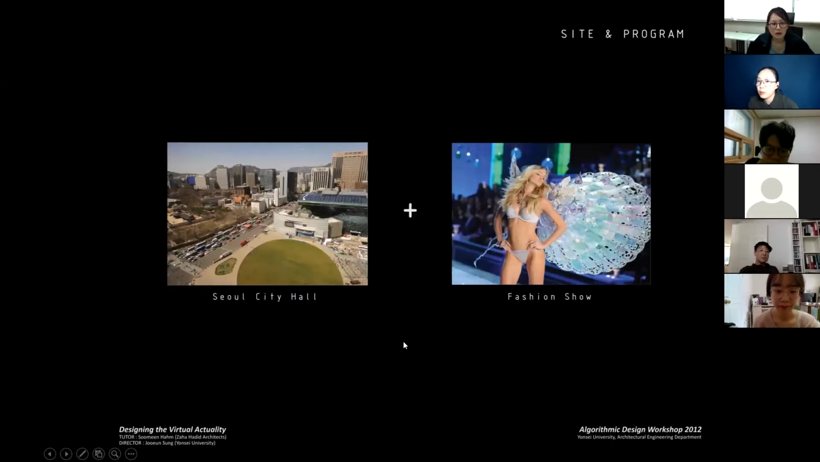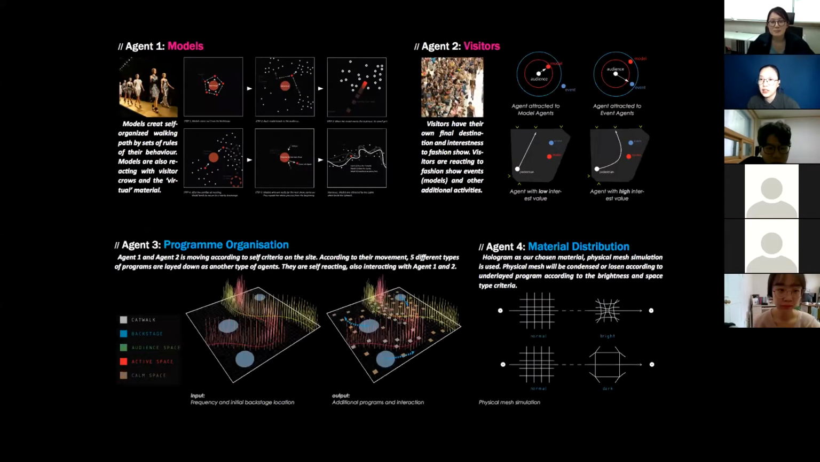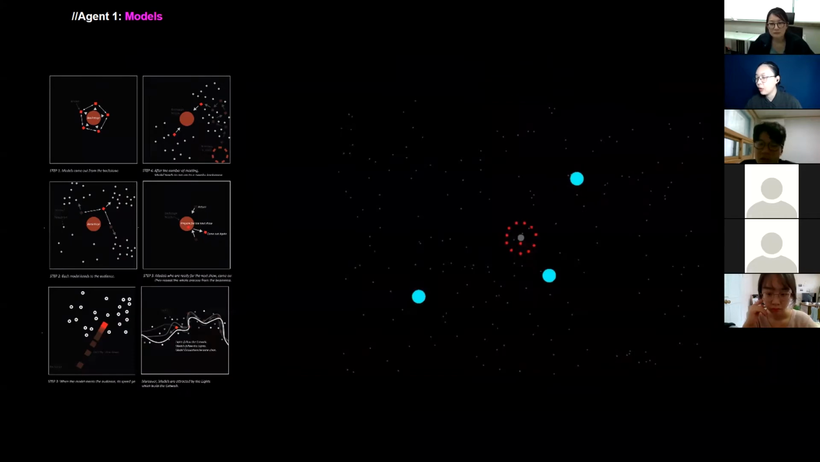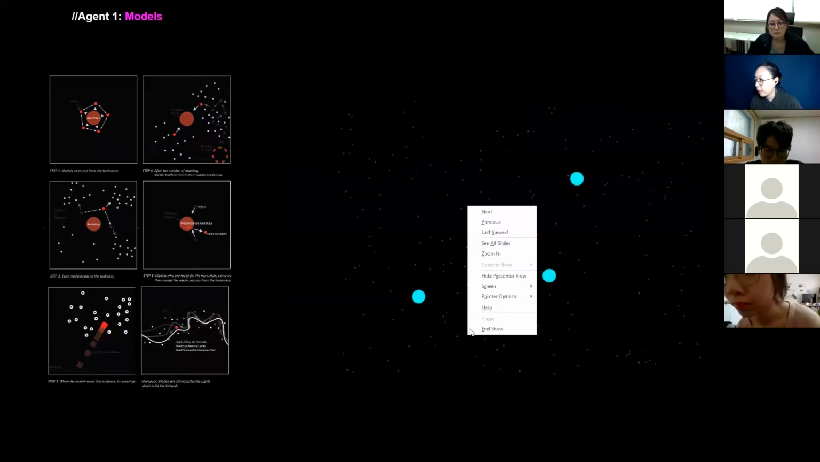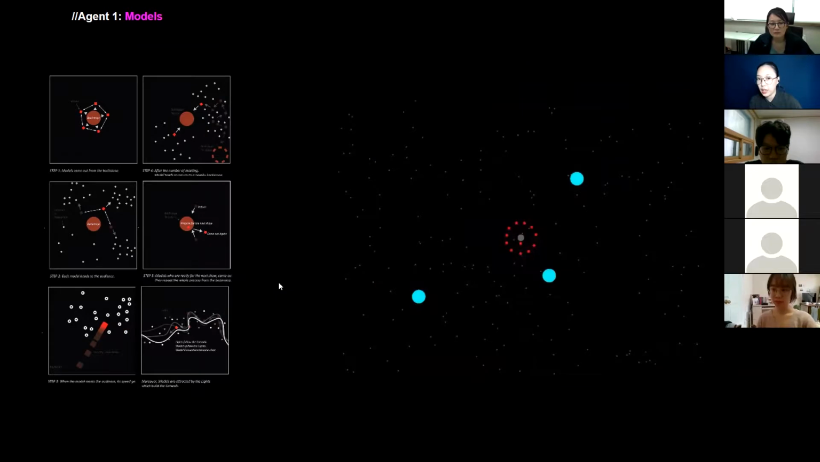So basically, we were proposing a generative catwalk. We modeled the behavior with an agent-based coding language. We modeled the behavior of models, visitors, and the zones, and the material that covers that zone as kind of holographic lightings. And we started to map out.